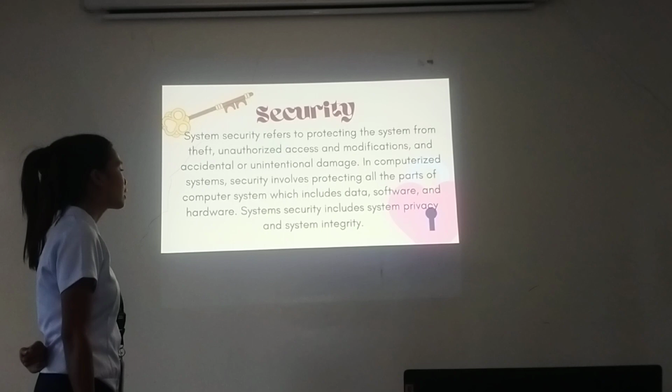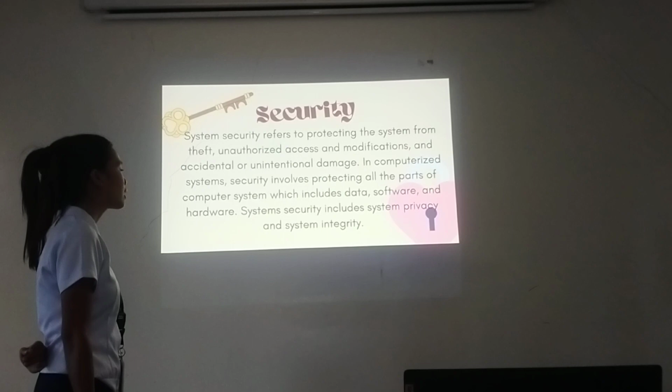This security has two types. Number one is system privacy and number two is system integrity. First, we have system privacy. It deals with protecting individual systems from being accessed and used without permission or knowledge of the concerned individuals. Next is system integrity. System integrity is concerned with the quality and reliability of raw as well as processed data in the system.